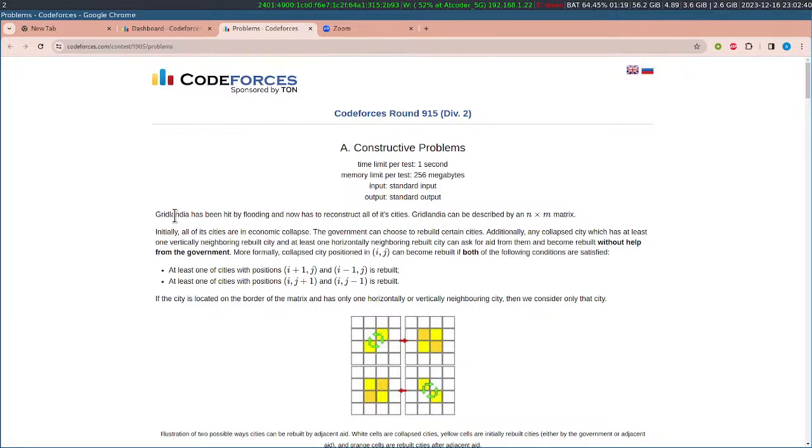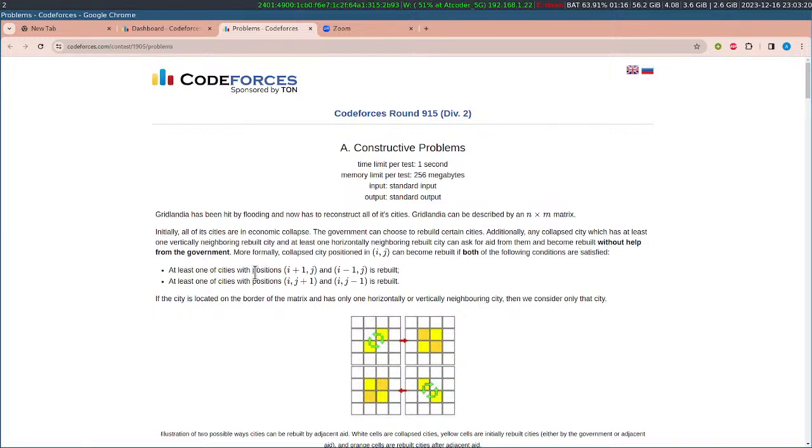It says Gridlandia has been hit by floods and now has to construct all of its cities. Gridlandia can be described as an n cross m matrix. Initially, all of its cities are in economic collapse. The government can choose to build certain cities. Additionally, any collapsed city which has at least one vertically neighboring rebuilt city and at least one horizontally neighboring rebuilt city can ask for aid from them and become rebuilt without help from the government. More formally, a collapsed city at position (i, j) can become rebuilt if both of the following conditions are satisfied.